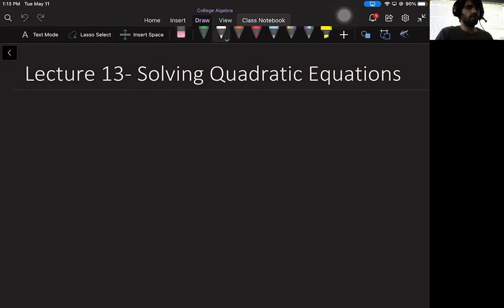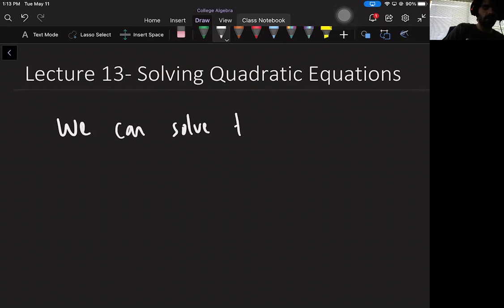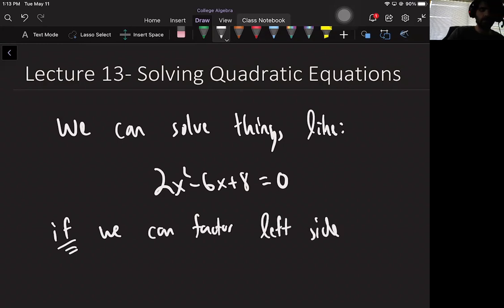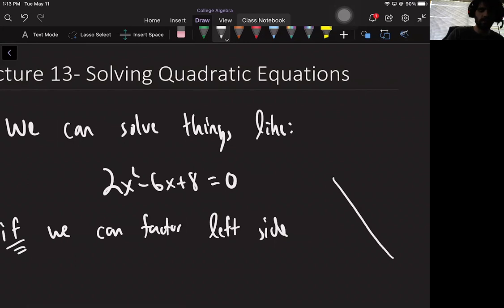So we've already sort of done this a little bit. Like before, we learned how to solve things like this. We can solve equations like this, but we can't do it all the time. The only time we could do it is if we can factor the left side with our little box method here.